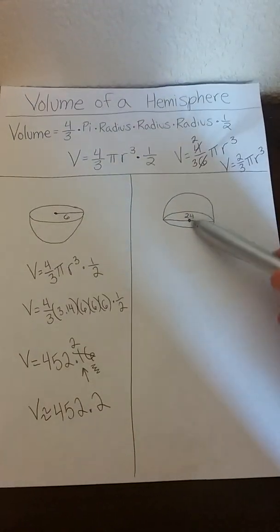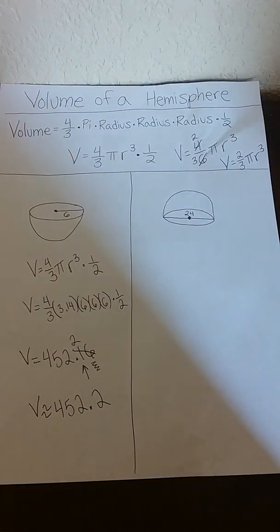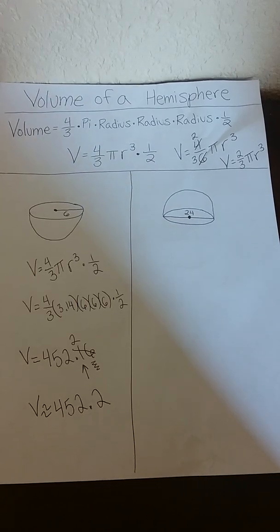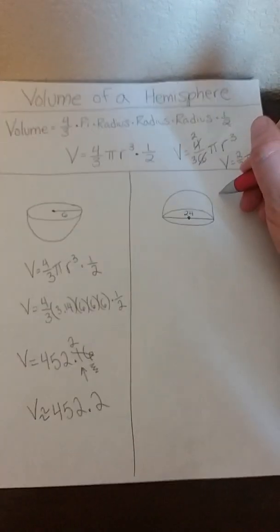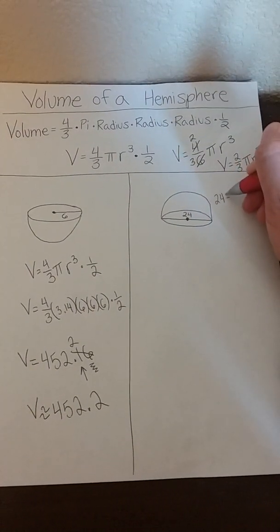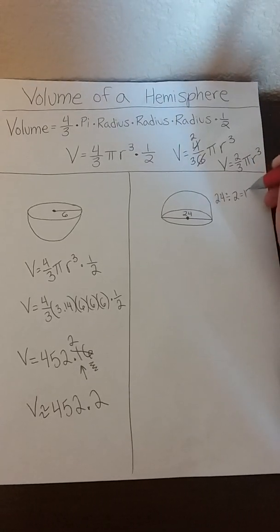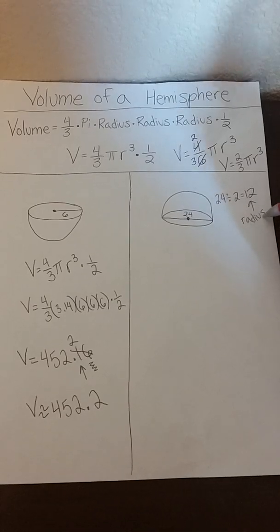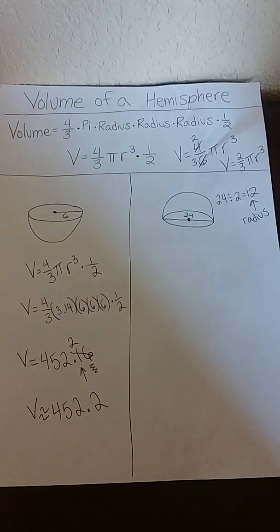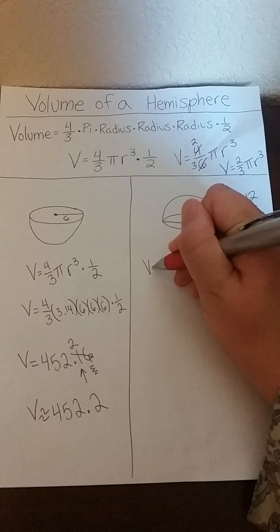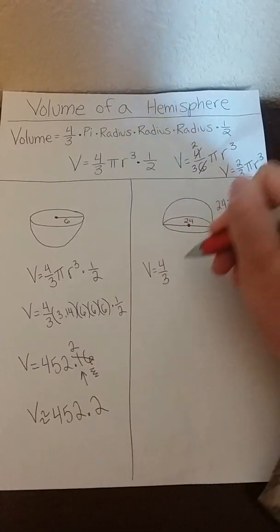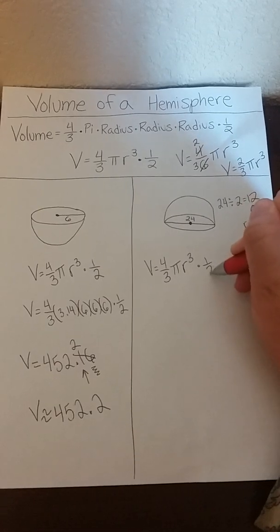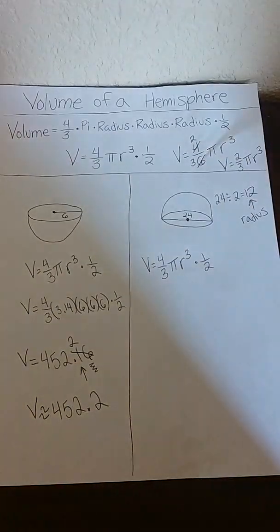Let's look at this hemisphere over here. This is a hemisphere with a diameter of 24. We can't use diameter in our formula, so we have to turn it into a radius by dividing by 2. So 24 divided by 2 is 12. 12 then is the radius. So now we're going to use our formula. Volume is 4/3 times pi r cubed times 1/2 because it's half of a sphere.